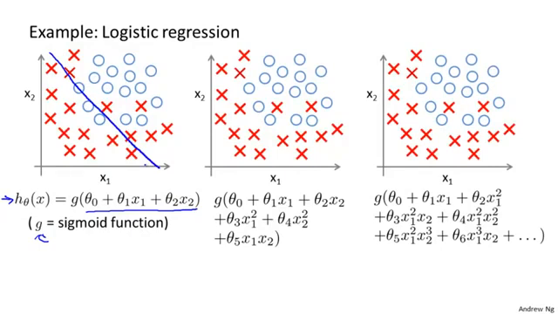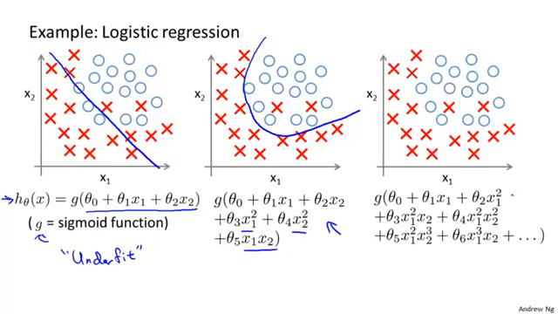And this doesn't look like a very good fit to the hypothesis. And so, once again, this is an example of underfitting, or of a hypothesis having high bias. In contrast, if you were to add to your features these quadratic terms, then you could get a decision boundary that might look more like this. And that's a pretty good fit to the data. Probably about as good as we could get on this training set.